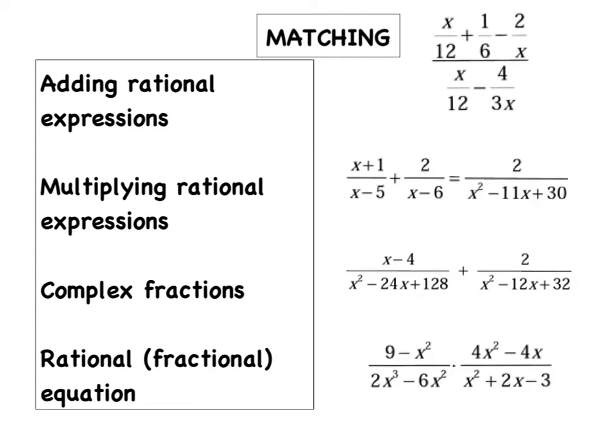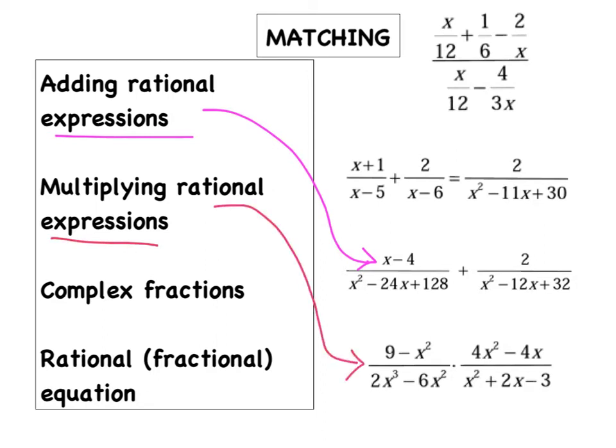All right, so here's how I tackled these. I said, well, first of all, an expression means there's no equal sign. So of course we're looking for addition, so I went with this one right here. Let's see, multiplying, again, it's an expression, so there's no equal sign. So I'm going to jump on this one right here. Let's see, a complex fraction. Oh, okay, right up here we've got our minor fractions, like x over 12 or 4 over 3x, within the larger major fraction here we see.